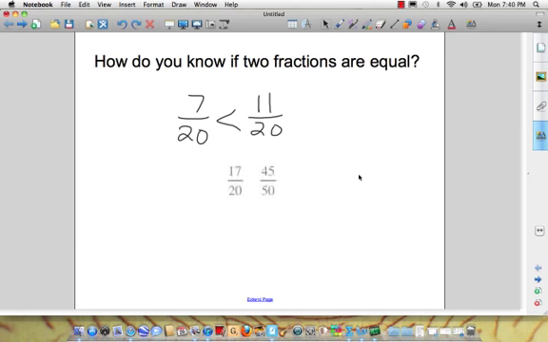Suppose you had the following two fractions, 17 out of 20 and 45 out of 50. To make this a real example, suppose these were two test scores that students had received. One student got a 17 out of 20 on an exam, another student got a 45 out of 50, and they wanted to know how their scores compared. Well, there's a couple of ways you could figure out if they're equal or which one is larger.